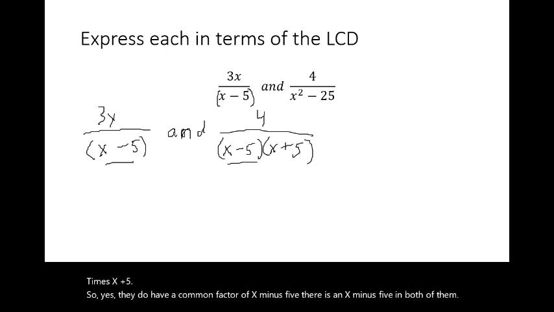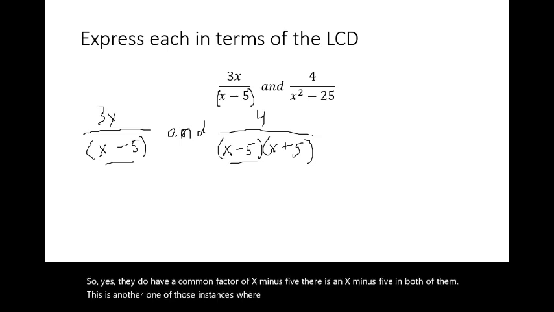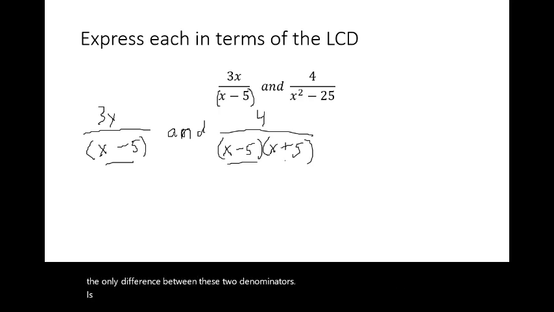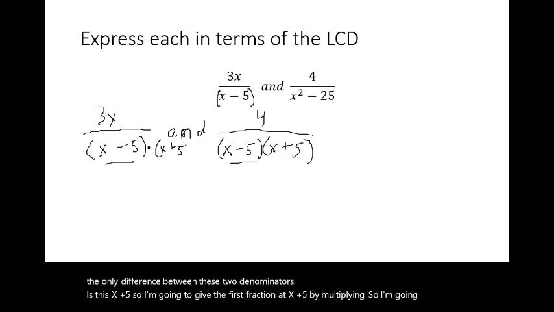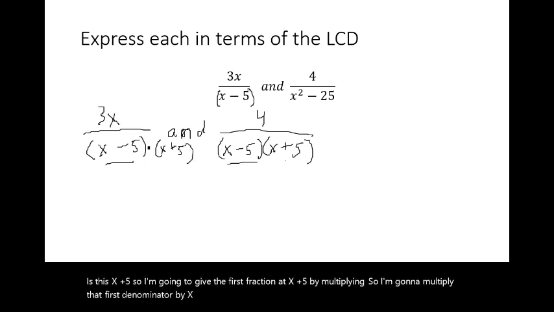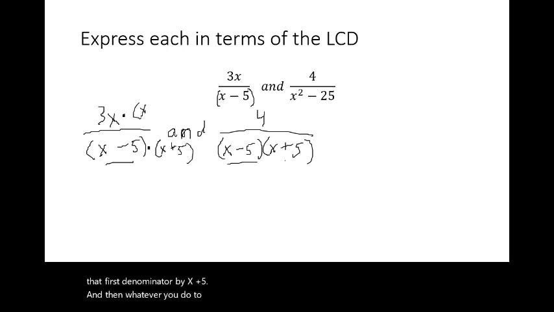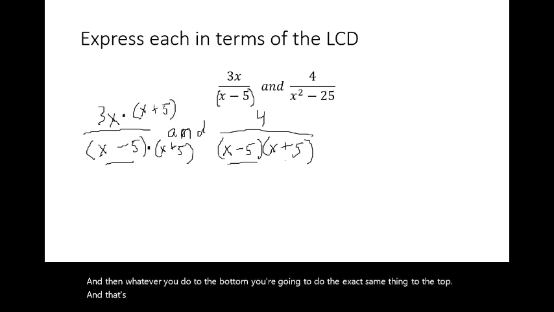This is another one of those instances where one denominator is simply a multiple of the other. The only difference between these two denominators is this x plus 5. So I am going to give the first fraction an x plus 5 by multiplying. So I'm going to multiply that first denominator by x plus 5. And then whatever you do to the bottom, you're going to do the exact same thing to the top. And that's it. You didn't even need to do anything with the second fraction apart from factoring it.